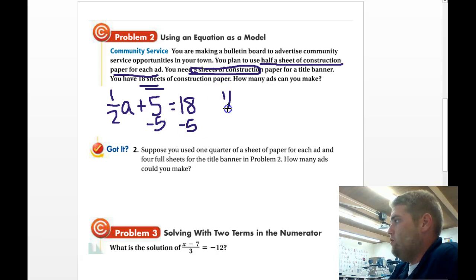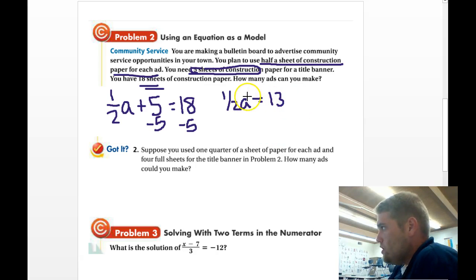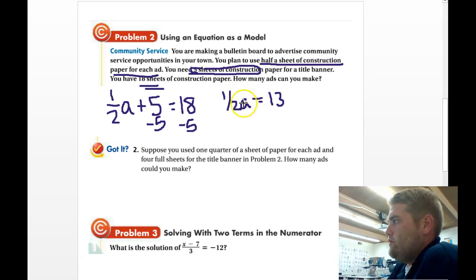Subtract 5. So I have 1/2 A equals 13. Okay, 1/2 A equals 13. Okay, so now we can rewrite this, because this might be a little confusing for some of you. We can rewrite this as A divided by 2 equals 13, okay? Because multiplying something by 1/2 is the same as dividing by 2.